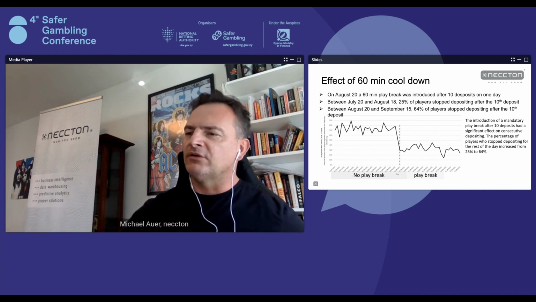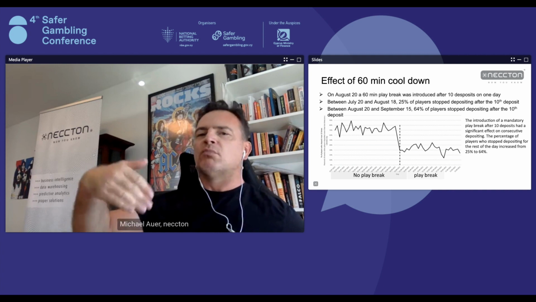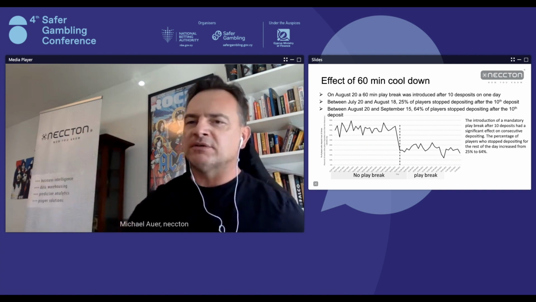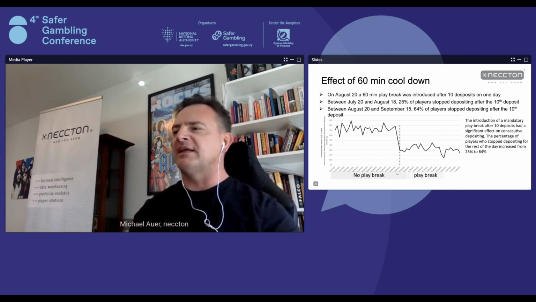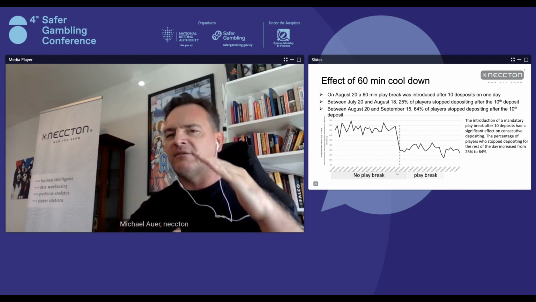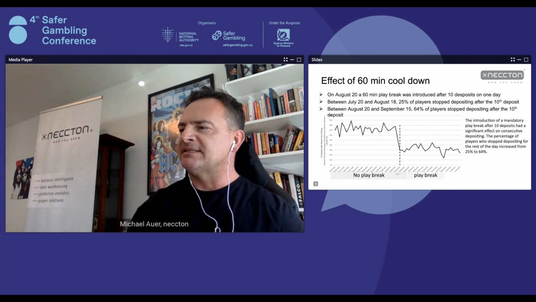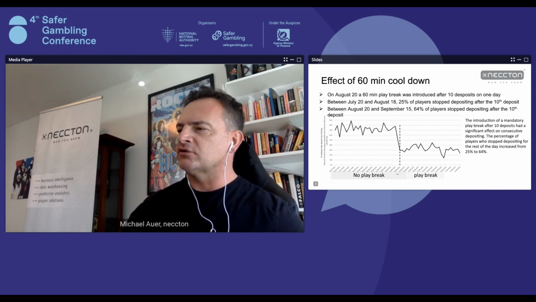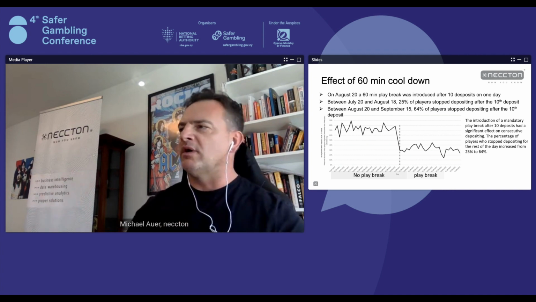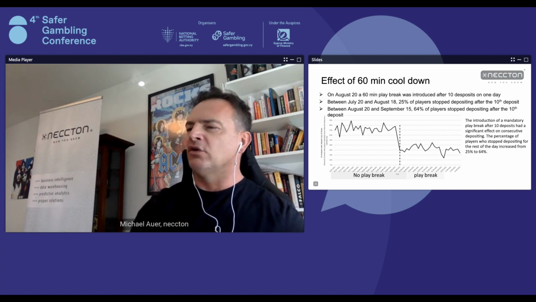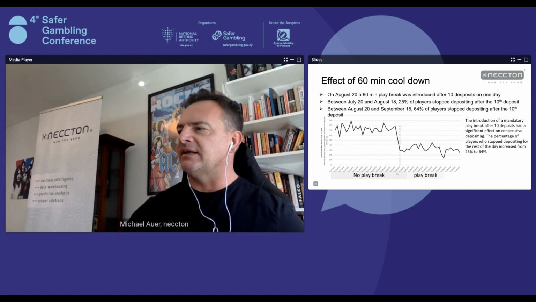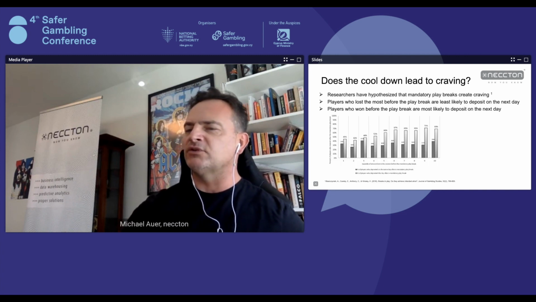And then on August 20, the play break started, and we see immediately that the percentage of players who deposit once more after the 10th deposit, after the 60 minutes, drops significantly. So here we see, again, a very specific effect. If there is a 60-minute play break, the percent of players who continue to deposit drops from 70 to about 30%. And they also don't come back immediately after the play break. That's what you see here.